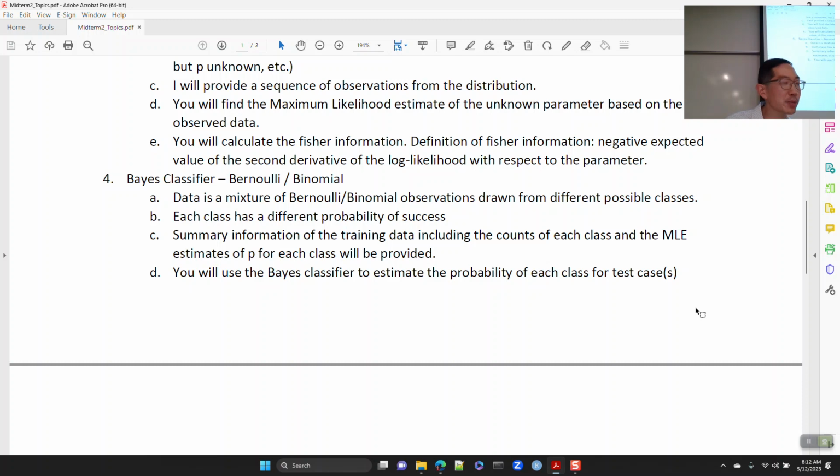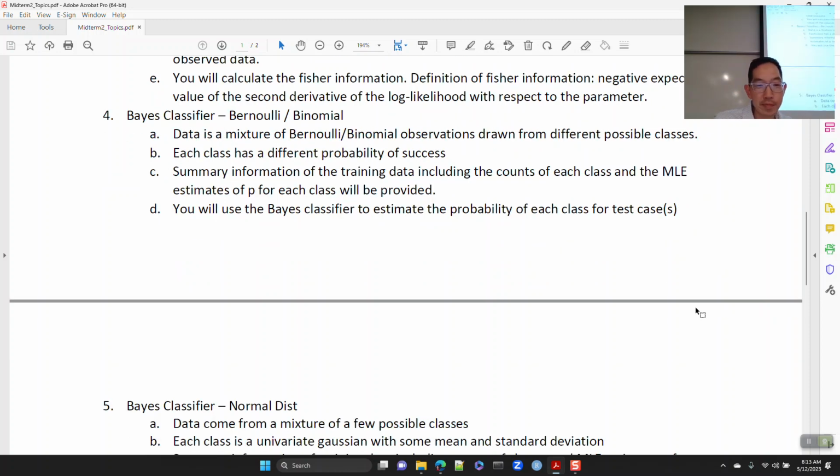And then you have these different possible classes that your observations could have come from. This class has this probability of success, and this other class has a different probability of success. I'll provide a summary of the training data, so the training data will say, basically, class A has this summary information, this is the p hat for that class. And then you'll use that in the Bayes classifier to say, for our observations, we think they came from class A, or we think they came from class B, or whatever it is.